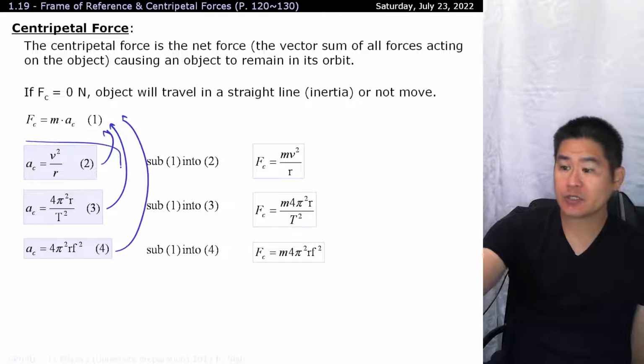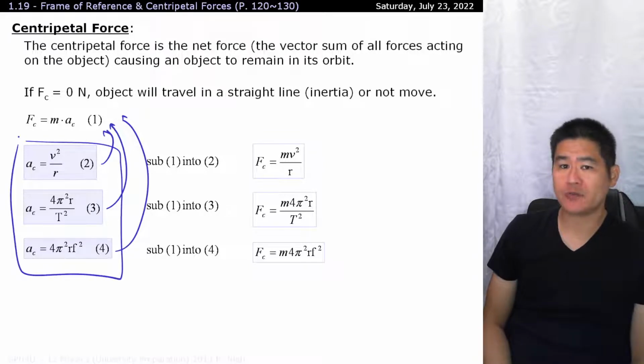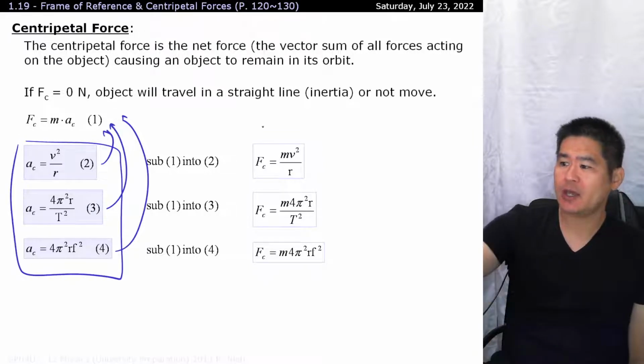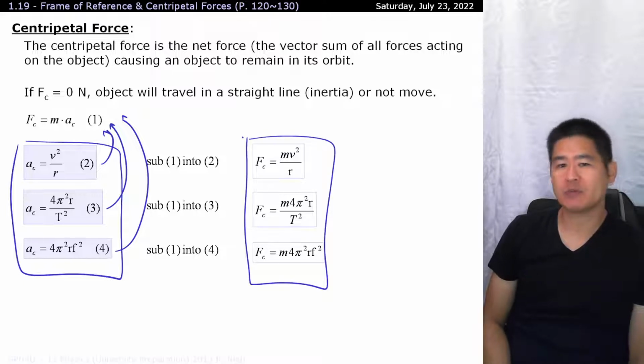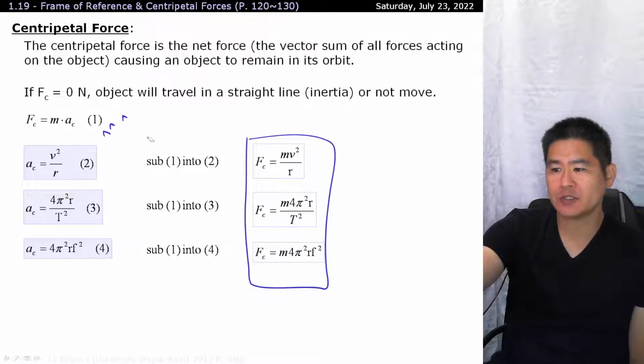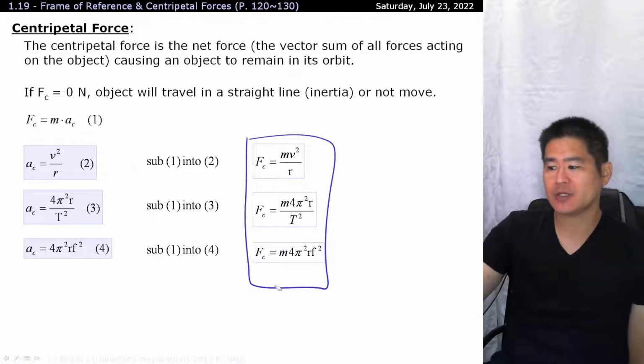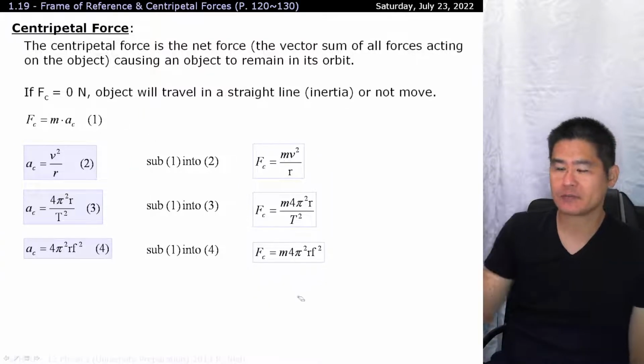Now the first 3 equations will be given to you on any future quiz, test, or exam. However, for these ones over here, I hope you can do the quick substitution because they won't be provided for you. You'll need to be able to sub one into the next to create these extended equations.